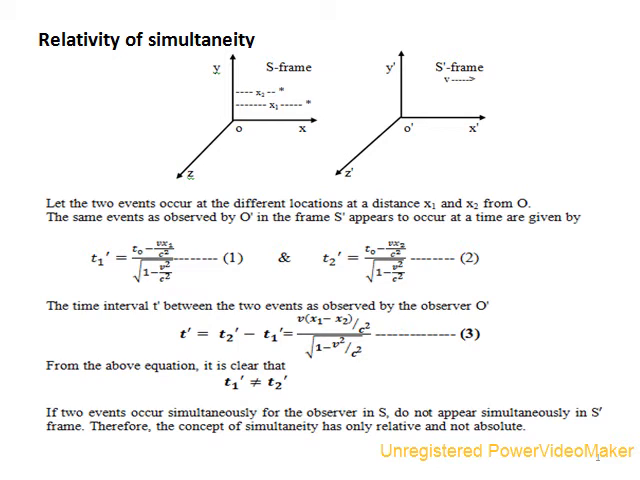From the above equation it is clear that t1 dash is not equal to t2 dash. Means if two events occur simultaneously for the observer in S, they do not appear simultaneous in the S dash frame. Therefore, the concept of simultaneity is only relative, not absolute. The two events that appear simultaneous in S will be observed to be simultaneous in S dash only if they occur at the same point, x1 equal to x2.